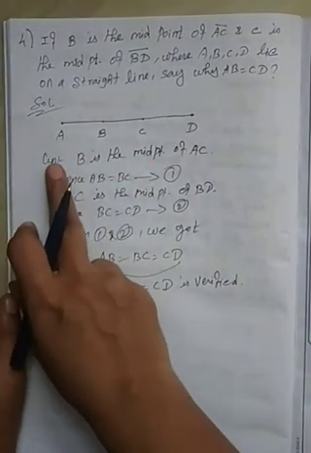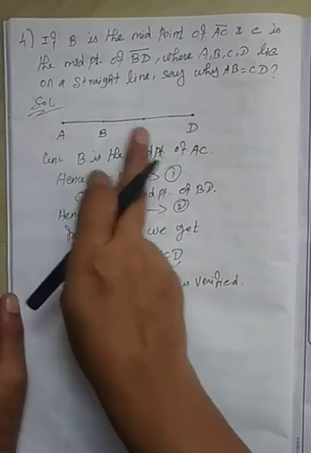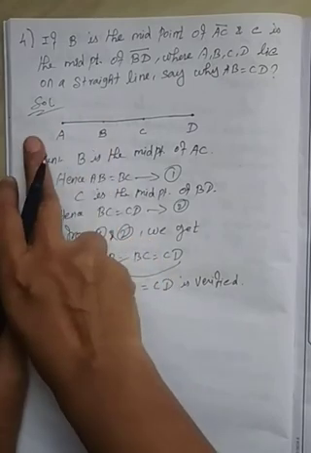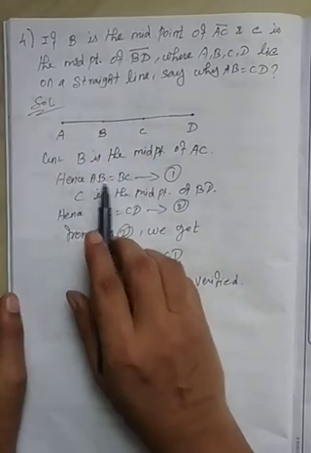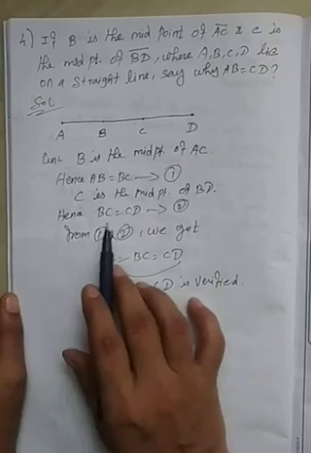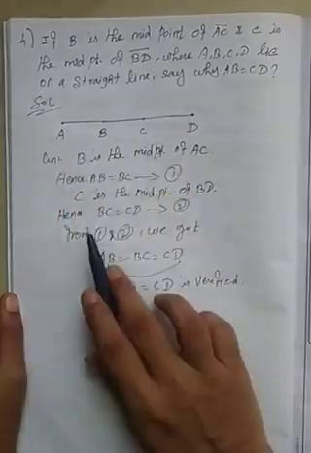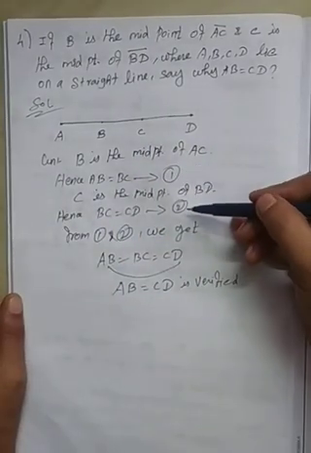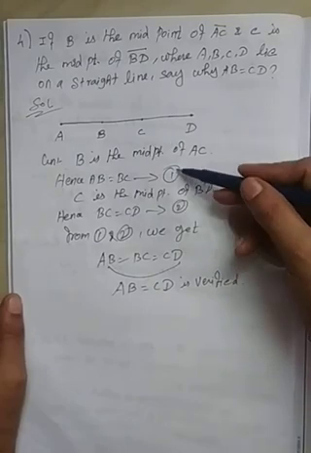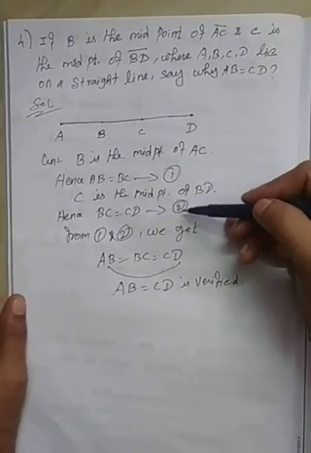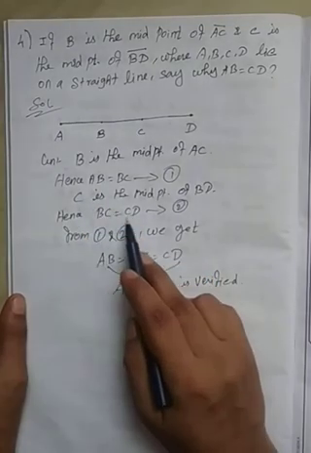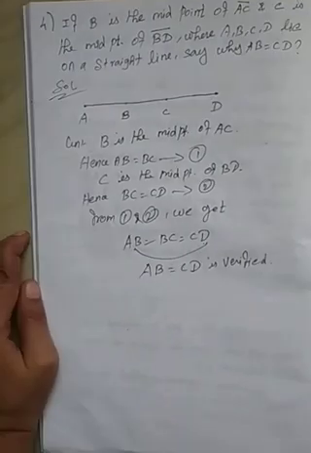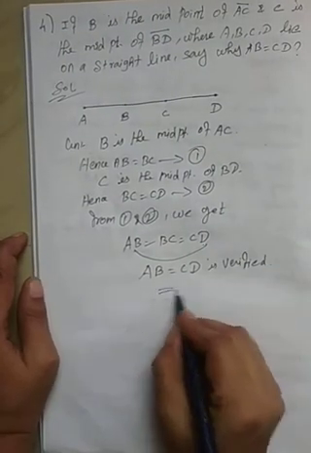See, first of all, given B is a midpoint of AC means you have to draw AC, you have to take a point B, a middle point of AC. So we have to write AB equal to BC. After that, you have to take C is a midpoint of BD. So we have to write BC equal to CD. So take, this is equation number 1, this one is equation number 2. Comparing these two equations, you will get AB equal to CD. So AB equal to CD is verified. Okay. See the 5th problem.